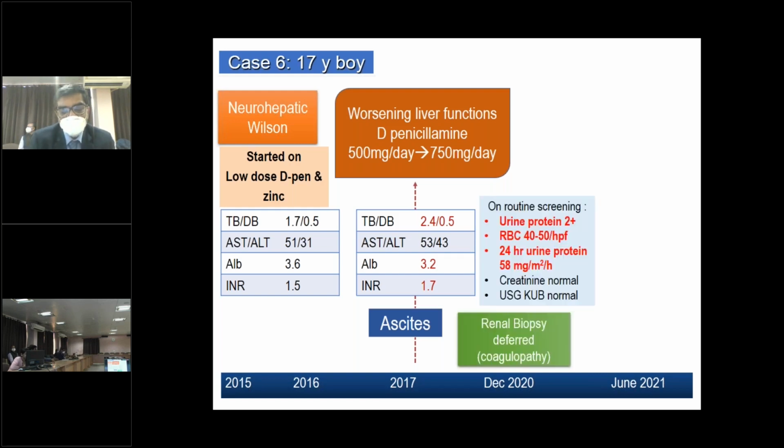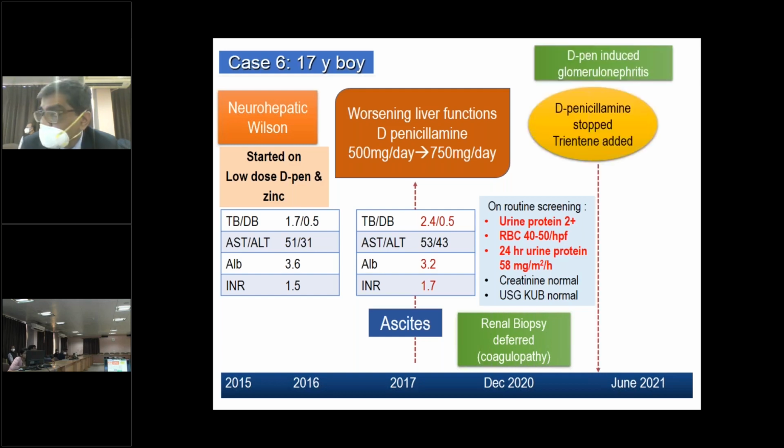And 3 years later, on routine screening, he was found to have hematuria and nephrotic range proteinuria. At this point, again, nephrology consultation was taken, and they had advised a renal biopsy, but in this child, renal biopsy could not be done as he had a coagulopathy. So with this, we diagnosed the child with D-penicillamine-induced glomerulonephritis.